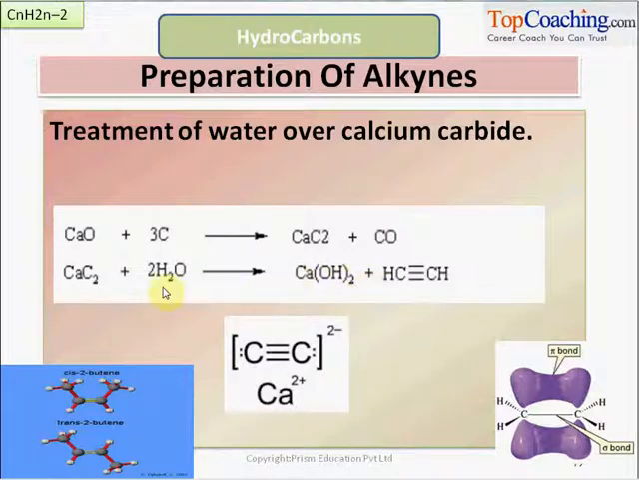bonding with the OH ions, and we are getting calcium hydroxide. So water is nothing but H+ and OH- ions, right? So the H+ ions in water attacked the electrons over here and formed a bond with carbon. One bond here, one bond here. So this is the first method of preparation of alkynes, treatment of water with calcium carbide.